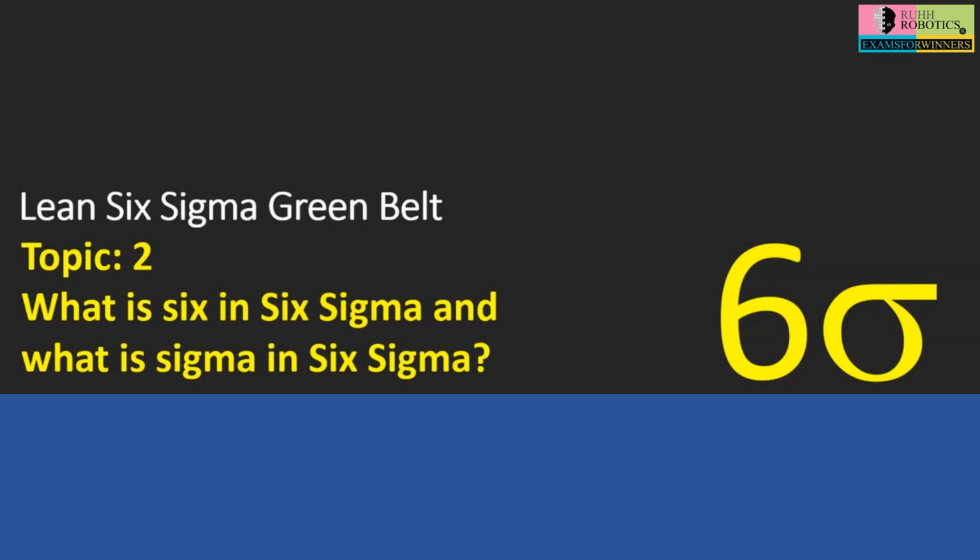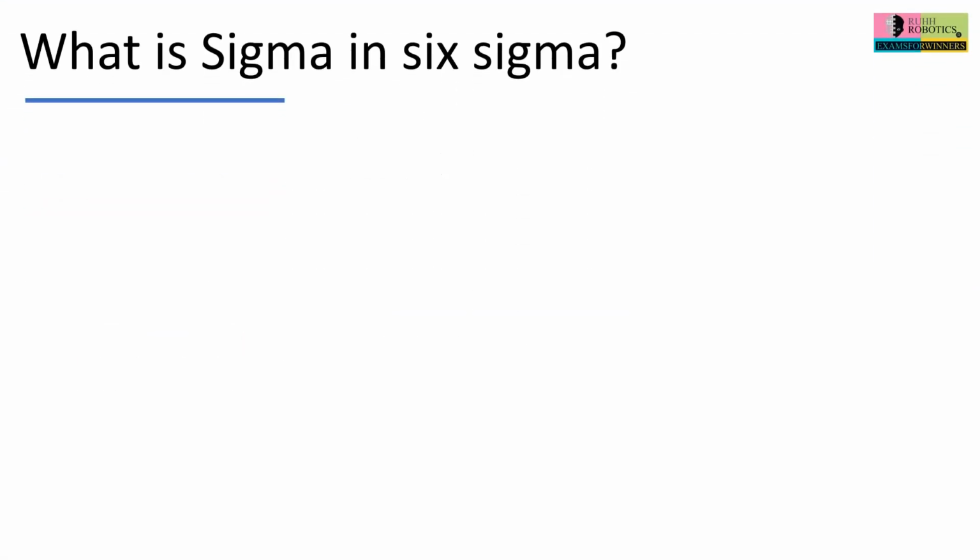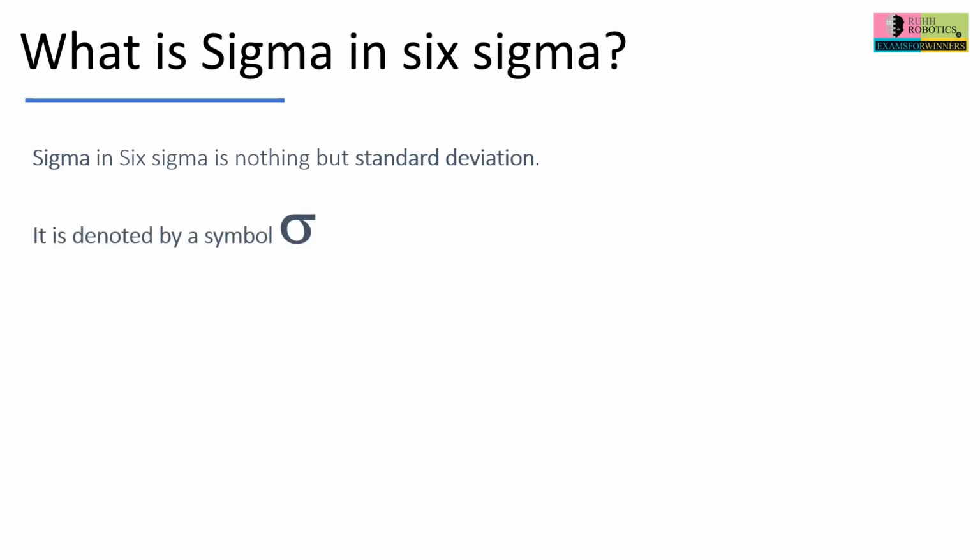In this lecture, we will understand what is 6 in Six Sigma and what is sigma in Six Sigma. So stay tuned. Sigma in Six Sigma is nothing but standard deviation. It is denoted by this symbol, sigma, and is known as sigma or standard deviation.